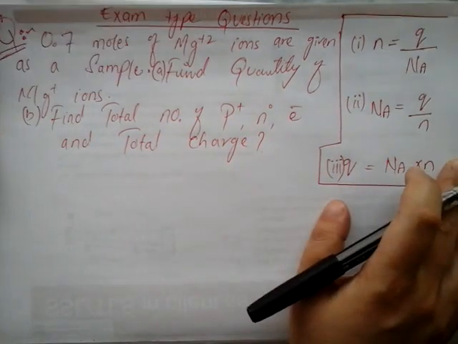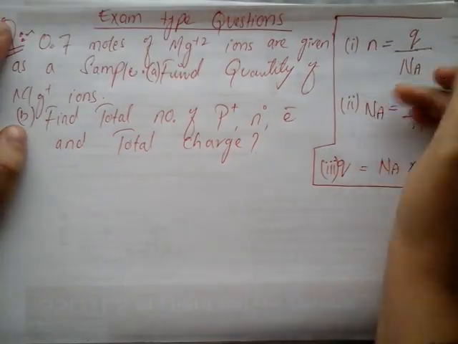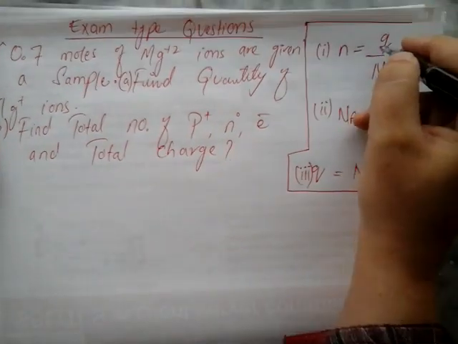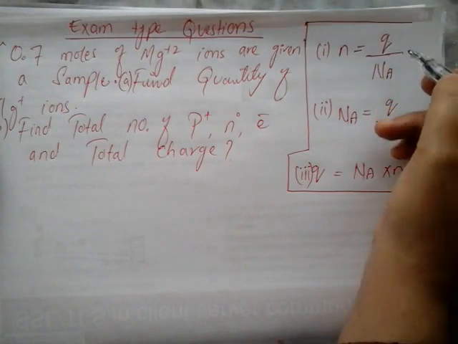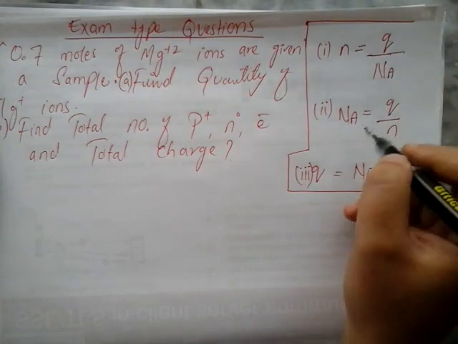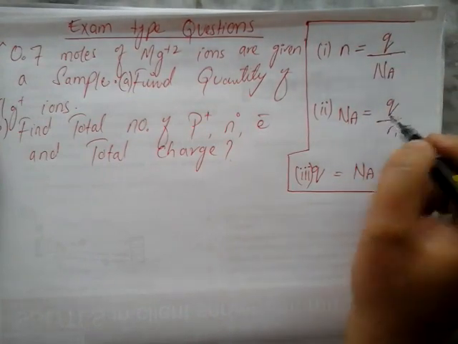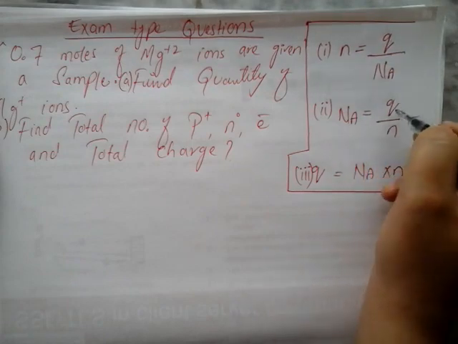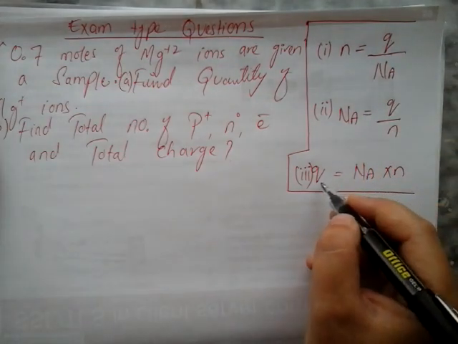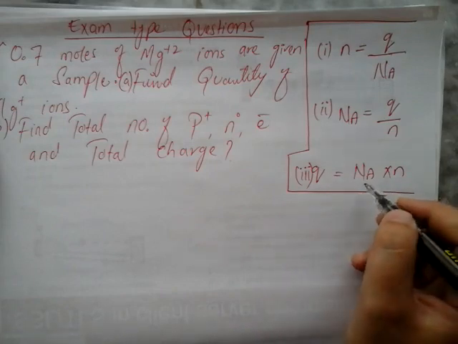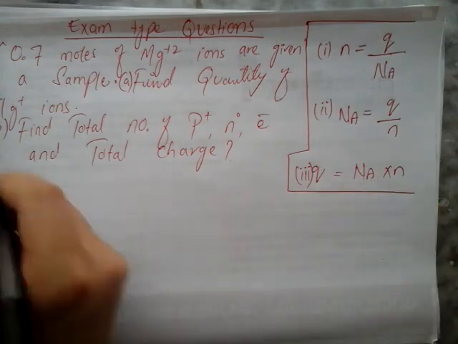First of all, I would like to remind you that the number of moles is equal to the quantity of the substance divided by Avogadro number. And we can find the Avogadro number as quantity divided by moles. In the same way, the quantity of any substance is equal to moles multiplied by the Avogadro number.